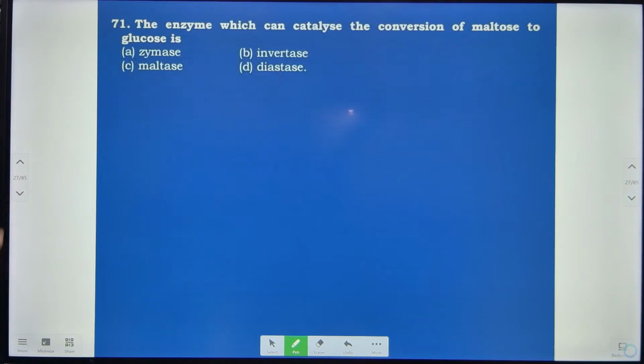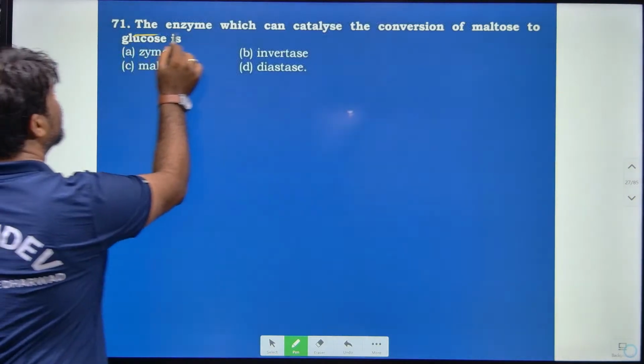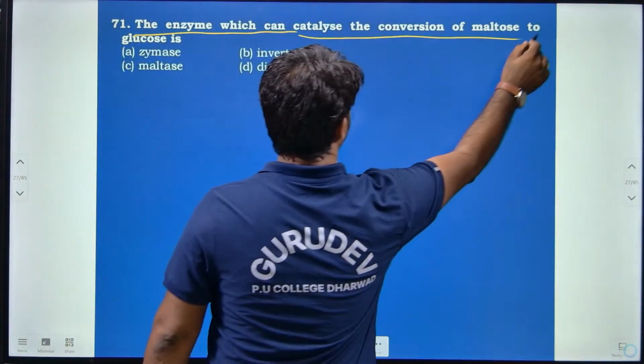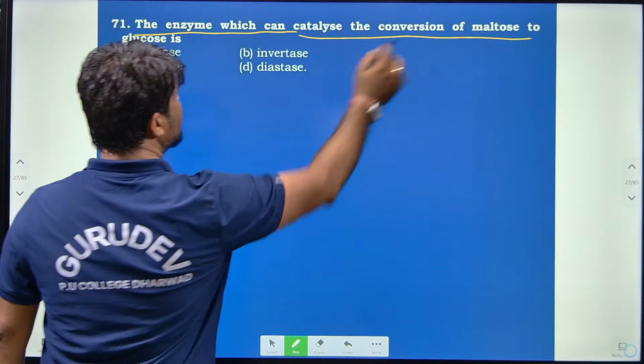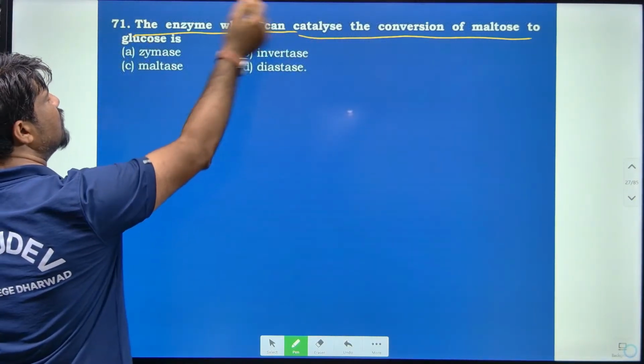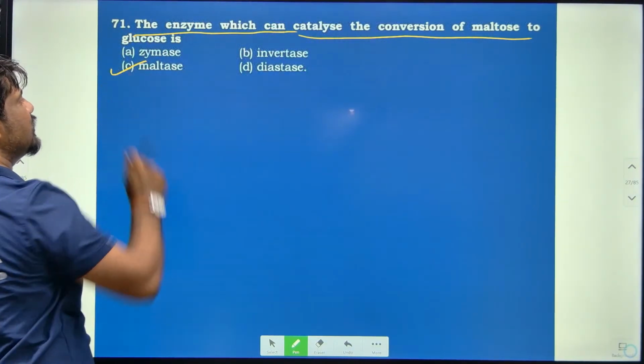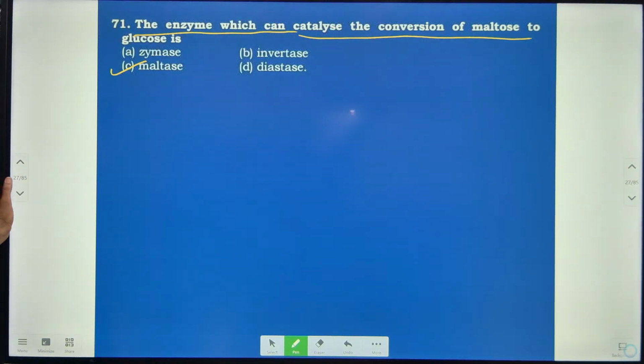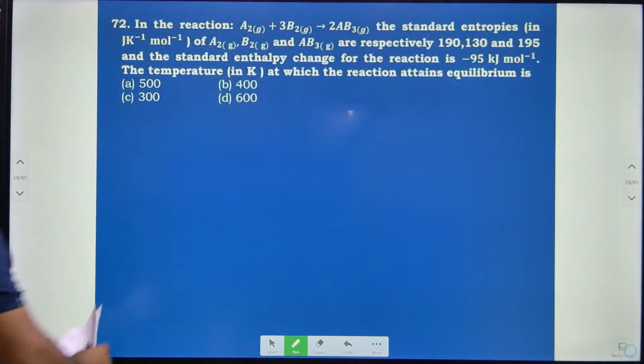Well, go to the next problem then. Question number 71. The enzyme which can catalyze the conversion of maltose into glucose. Maltose can be converted into glucose by the enzyme that is called maltase. Maltase is an enzyme.